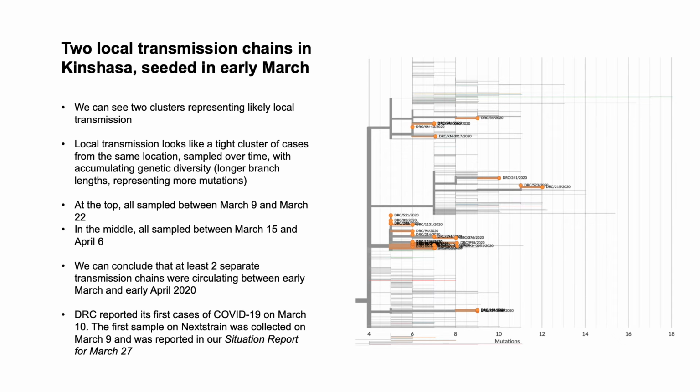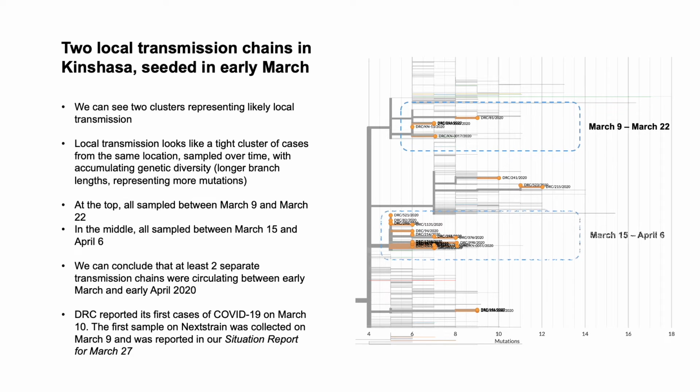In the zoomed-in divergence view, we can see 2 clusters representing likely local transmission. Local transmission looks like a tight cluster of cases from the same location, sampled over time with accumulating genetic diversity. Towards the top of this view, we see a cluster of cases from Kinshasa all sampled between March 9th and March 22nd. Towards the middle, we see another cluster of cases sampled between March 15th and April 6th. From this, we can conclude that at least 2 separate transmission chains were circulating between early March and early April 2020.